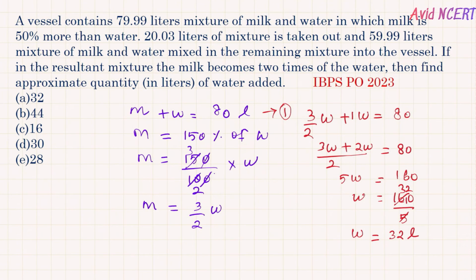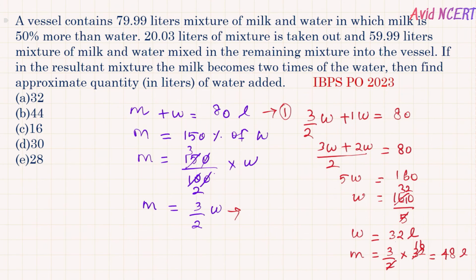Therefore milk can be found by substituting in this part. So milk equals 3 by 2 of this water. Water we know is 32, so 2 times 16 is 32. So 3 times 16 is equal to 48 liters. So now we know the amount of milk and water in the initial mixture. Now from the next sentence, let's go to this.